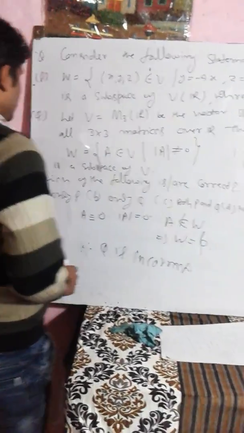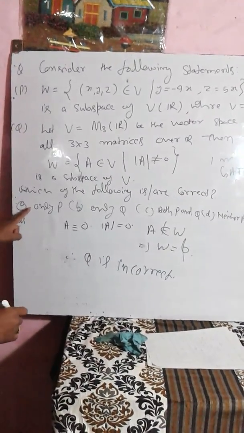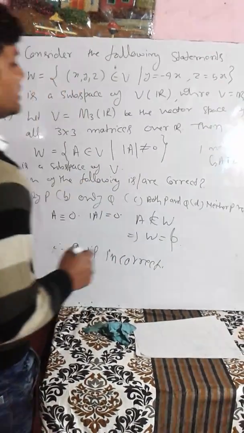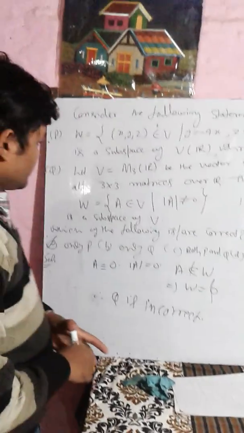So in this question only one statement is correct, that is P. Hence option A is correct. And this is a 1 mark question for the GATE examination, and this is a very important question for the GATE exam.